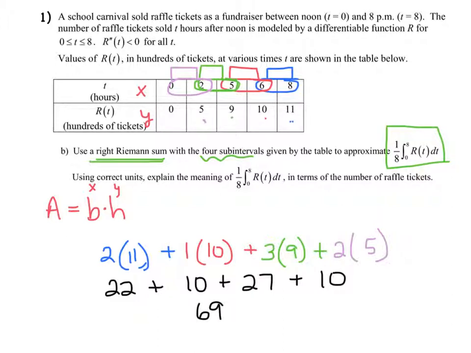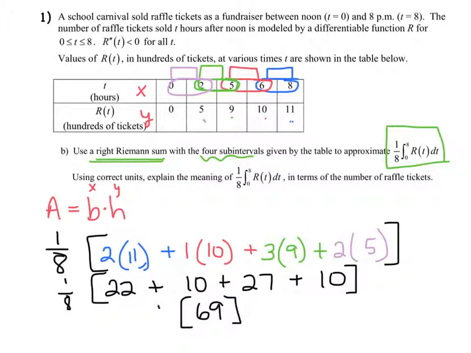But we need to be careful, because if we look at what we were actually computing, we were computing 1/8 of that sum. So this is the sum here, and we need 1/8 of that. So all the way through 1/8. And so at the end here, I need 1/8 of 69, which of course is 69/8. All right, that is my answer for this approximation of 1/8 of the integral from 0 to 8 of r of t dt. Now it wants us to explain the meaning of that.